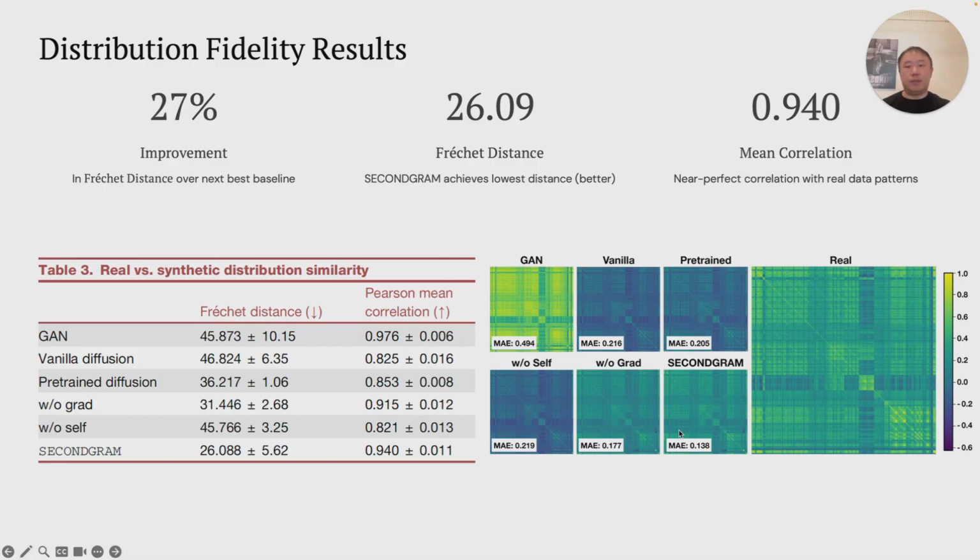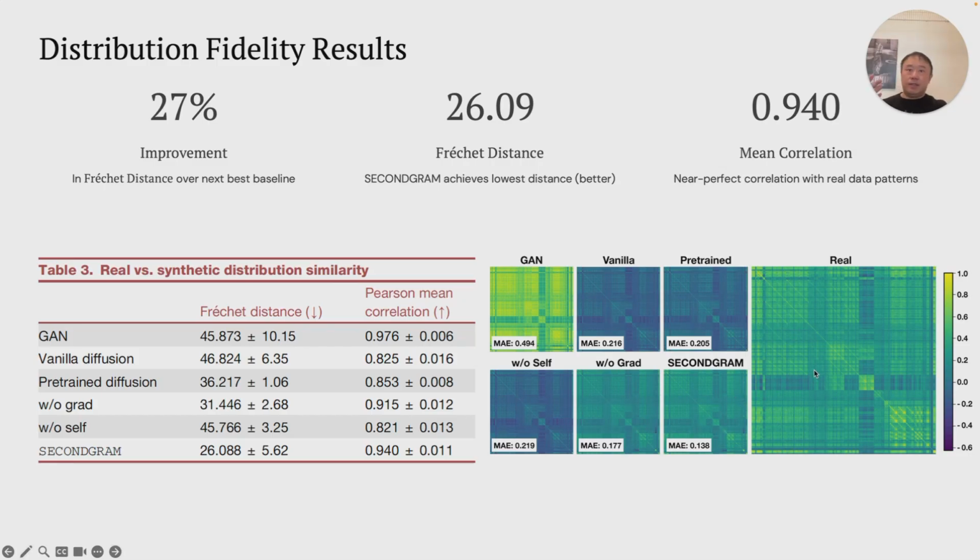And here are some visualizations of the result. For example, you look at the real data, the PRS correlations here, versus SECONDGRAM. You can see there is some visual similarity, while all the other baselines visually look quite different.